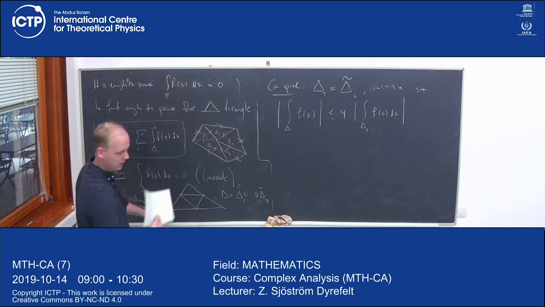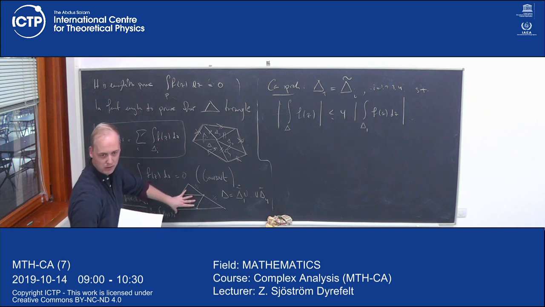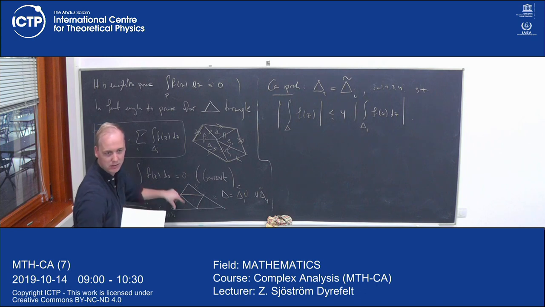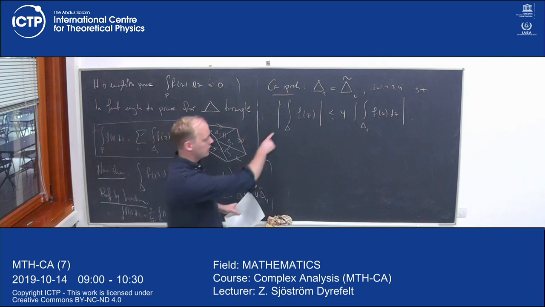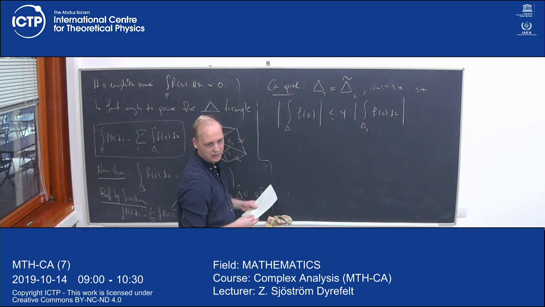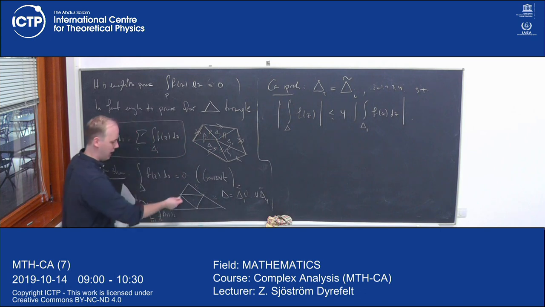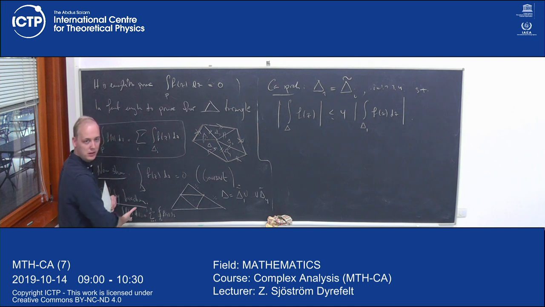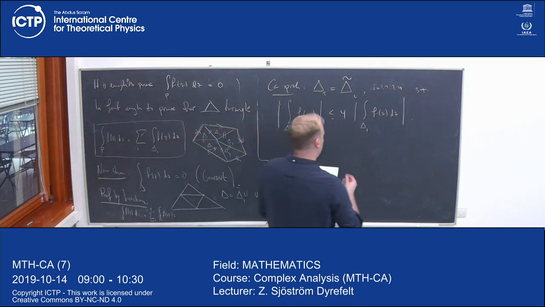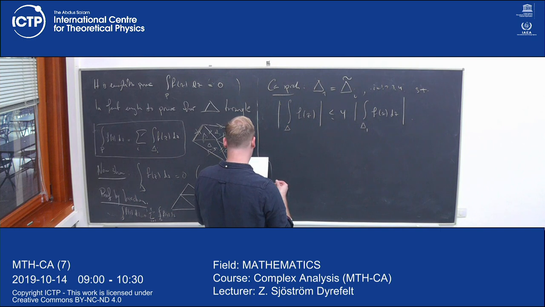Exactly as I explained here, the same argument works. If you sum along each of these triangles, you get the integral along the whole triangle. Then you can choose one that satisfies this. Why is that? I have four integrals that add up to the original one, so at least one of them has to be as big as the average value. That's what I'm saying. So this is a trivial argument.